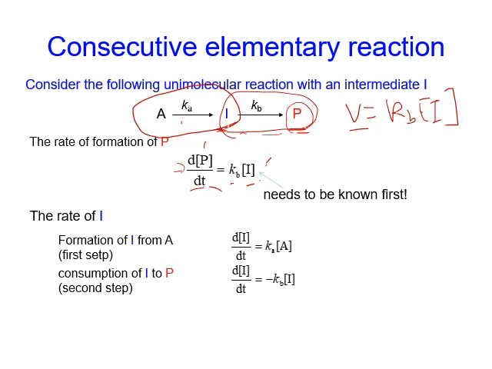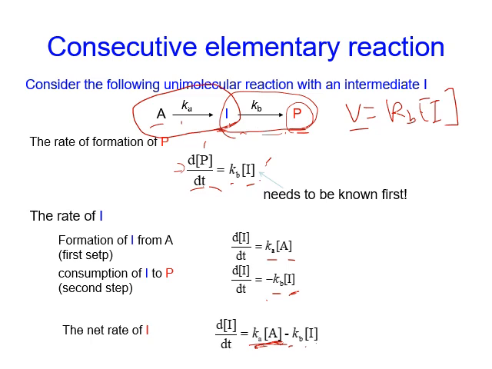For the first step, because it produces I, the term is positive and the reactant is A, so it's Ka times A. The second step consumes I, so it's negative: the concentration of I is reduced by the second step, and the reactant is I, so it's negative Kb times I. So the total change of I, you combine together: it's Ka times A, which is the first step producing I, minus Kb times I, which consumes I.